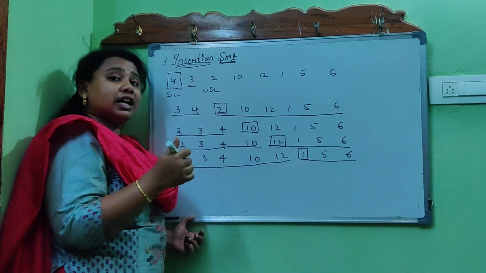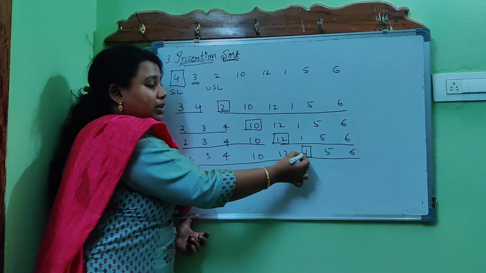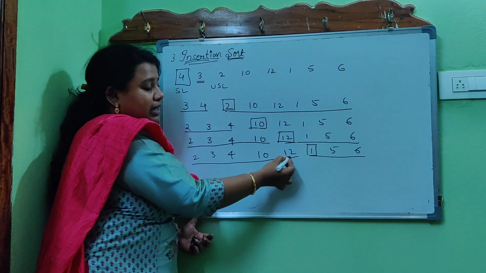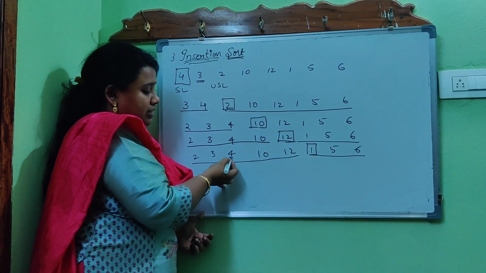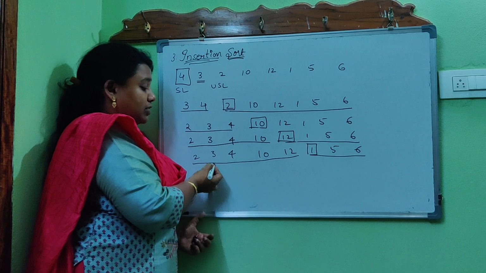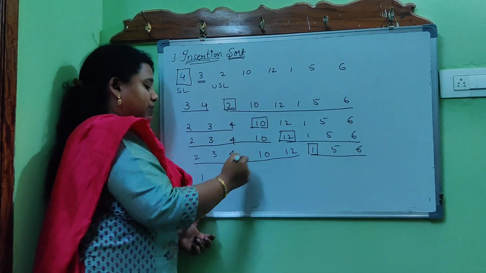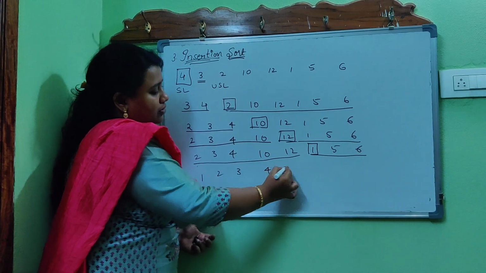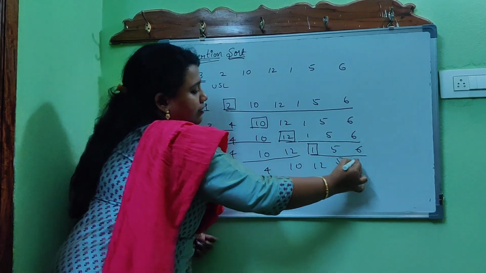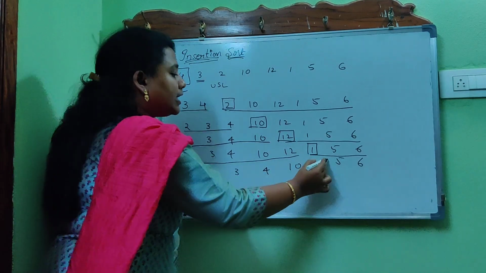1. Now our task is to place this 1. Now 1 is less than 12, less than 10, less than 4, less than 3, less than 2. So its position is here. So these all need to be pushed backwards. 1, 2, 3, 4, 10, 12, 5, 6. So until here we have sorted.